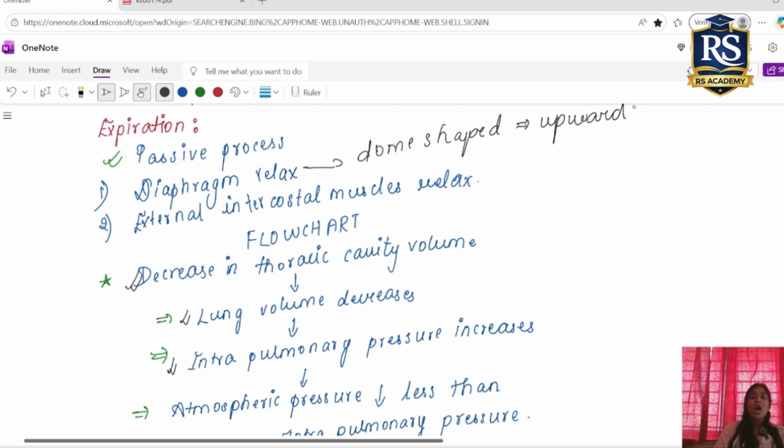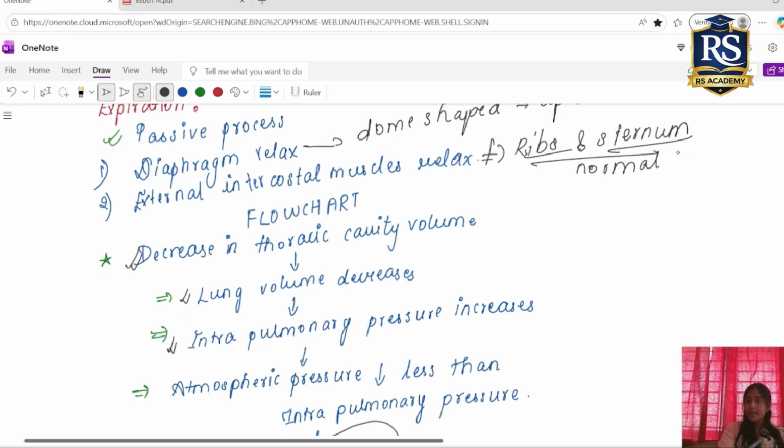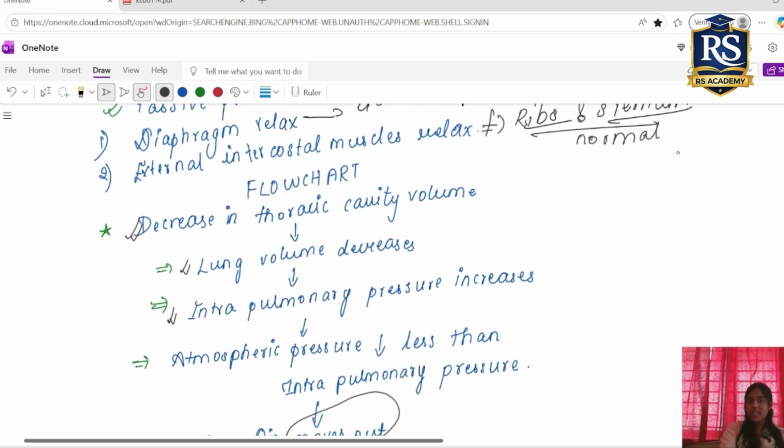And then, what happens when the external intercostal muscle gets relaxed? Ribs and sternum return back to the normal position. What happened to the ribs and sternum in the inspiration? Ribs will move upward and outward, sternum will move forward, right? So that will be returning to the normal position in expiration.